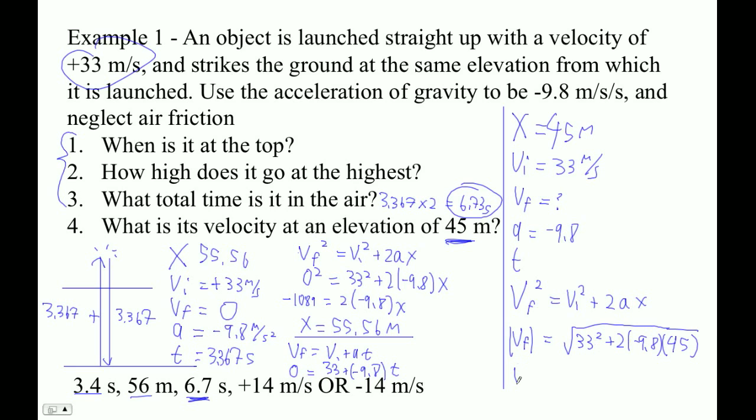Okay, so the final velocity, the absolute value, is 14.4, right? But this is the absolute value. That means it could be positive that, or it could be negative that. Positive or negative is correct because it's the square root of a square, right? And so it's going to be positive 14 meters per second on the way up, and it'll be negative 14 meters per second on the way down here.